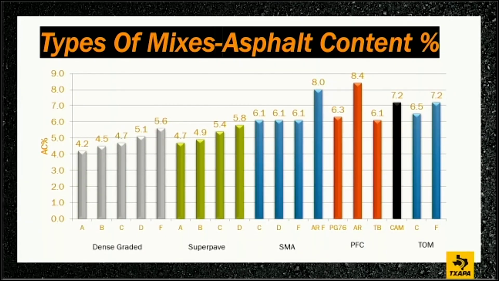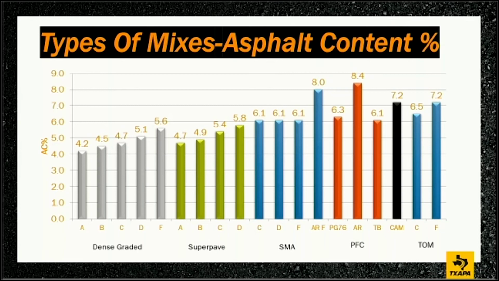Absolutely. And it's a combination. So we can combine Superpave or dense graded, then put an SMA on top, or we can combine Superpave, SMA, and put a PFC on top. A lot of 35 coming through Central Texas has an SMA, a 2-inch SMA with a 1-inch PFC on top.